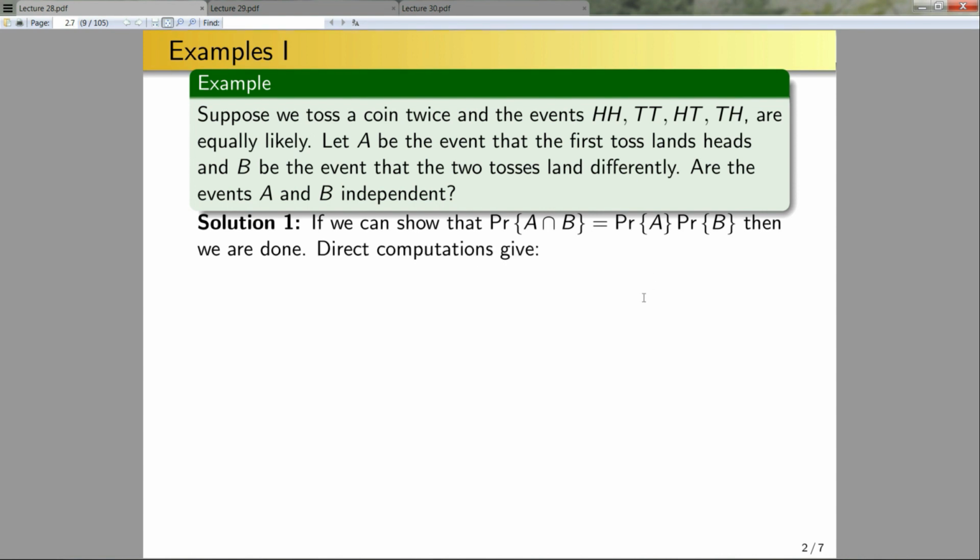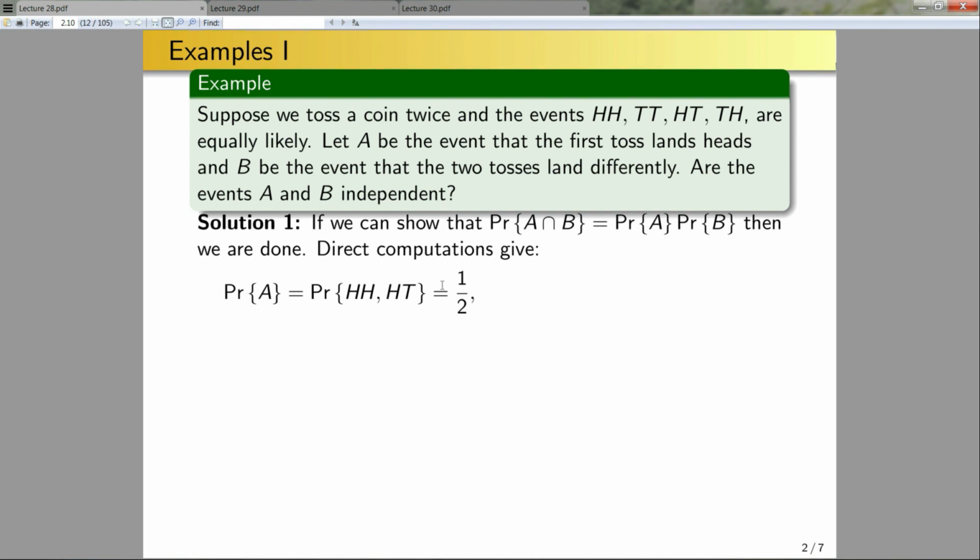So a direct computation will give me the probability of A. Well, what's A? A is the event that the first toss lands heads. If I look at the sample space, this term here and this term here are the only elements of the sample space that start with H. Therefore, the probability of A is simply the probability of this set here. There are two elements here and four elements in the sample space, and I've been told that these various events are all equally likely. Therefore, I can use the uniform probability distribution, and this probability is simply 1/2.